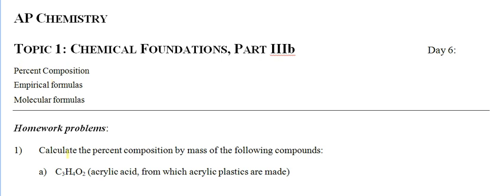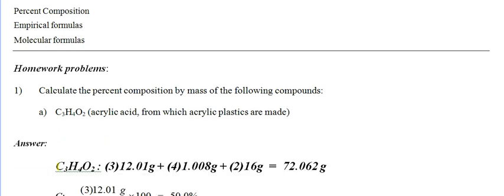Alright, number one: calculate the percent composition by mass of the following compounds. We have acrylic acid, which you don't need to know the name of. We'll talk about what acids you need to know later on. The first thing you need to do is find the molar mass of this compound. We're going to work with 1 mole of a compound, which makes these calculations a lot easier. If you worked with only 0.33 moles, you would still get the same percentages. So make your life easy and go with 1 mole.